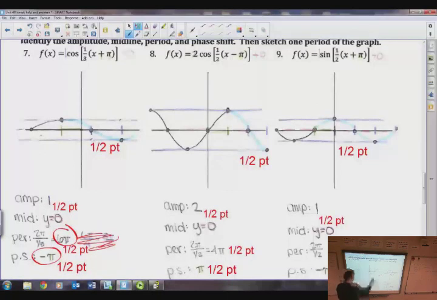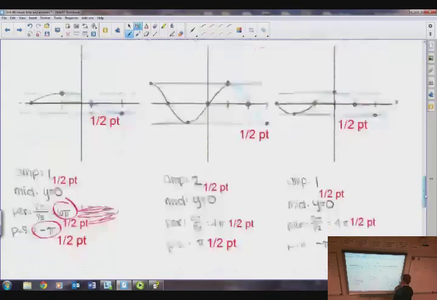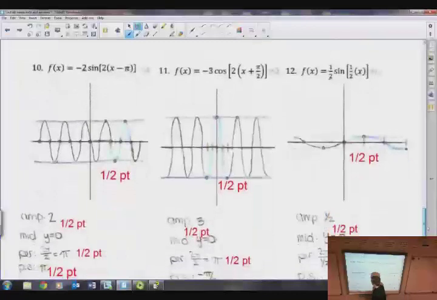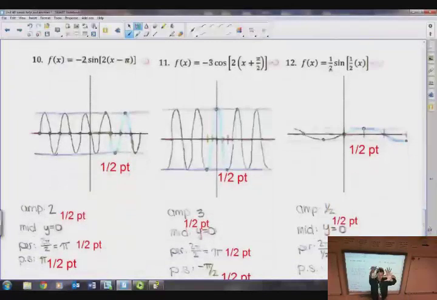Good. 4 pi, 0, 2. Good. Amp is 1. Good. 0. 4 pi. Good. And then a negative pi. Good. Not too bad there. Good, good, good. Number 10, 11, and 12, our last ones on this assignment. All right, do it first. Don't look. Stop looking. Do it first, then check your answers there.